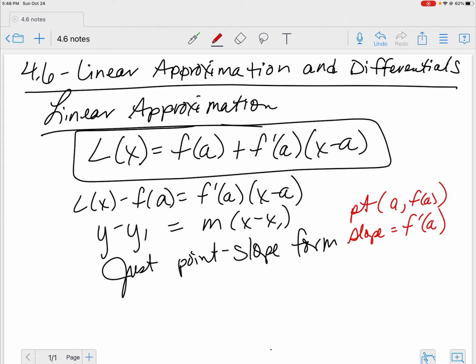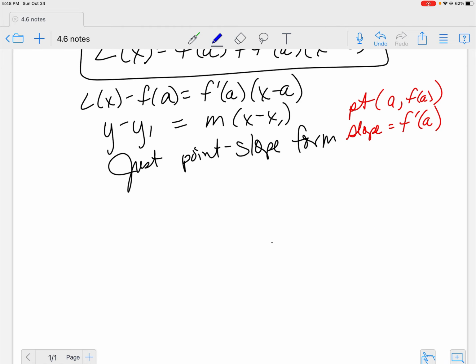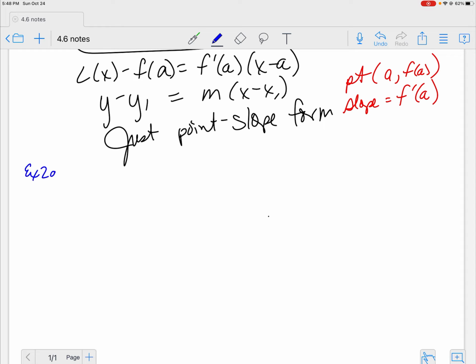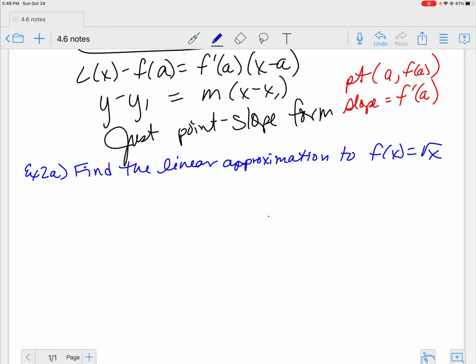Here's example 2a. Let's scoot this up a little bit here. It says, find the linear approximation to the function f of x is equal to the square root of x at x is equal to 1. Then we are going to use it to approximate the square root of 1.1. So we want to find the linear approximation formula here to our function, the square root of x.